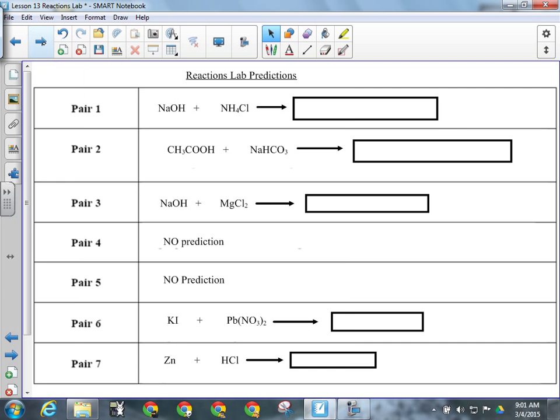Okay, let's do our prediction stuff here. Okay, so you'll need a sheet of paper. We're going to look at predicting these chemical reactions before we go across the hall.